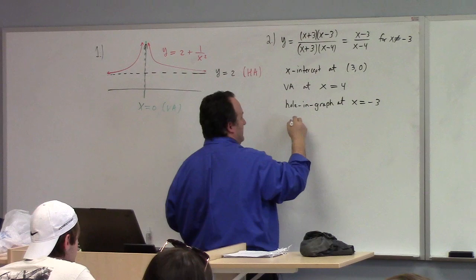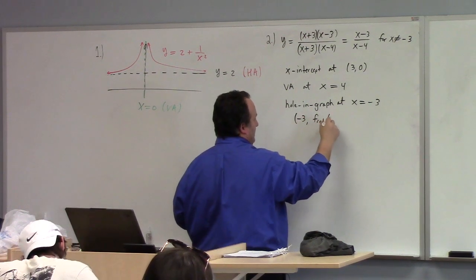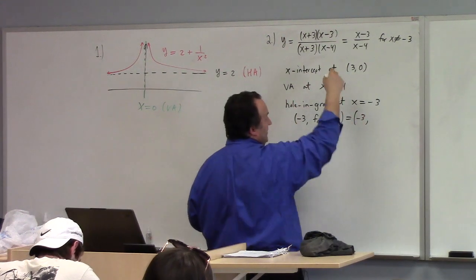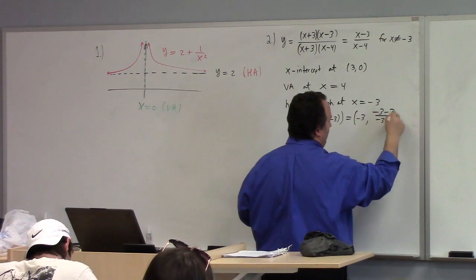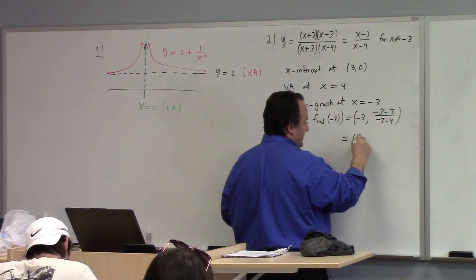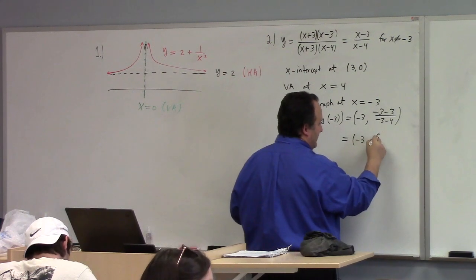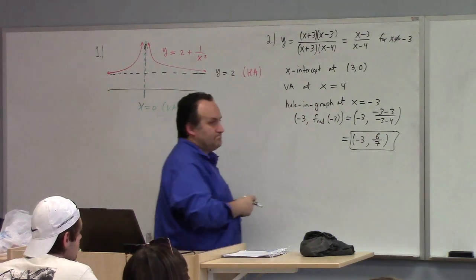More particularly, it's the reduced function evaluated at minus 3. Plug in minus 3 into that, I get minus 3 over minus 3 minus 4. So the hole in the graph is actually at minus 3, 6/7. So there's where the hole in the graph is.